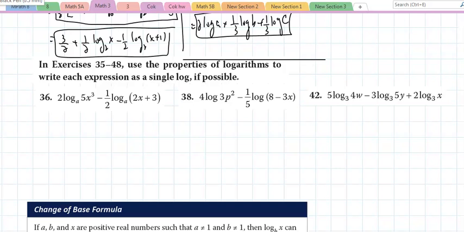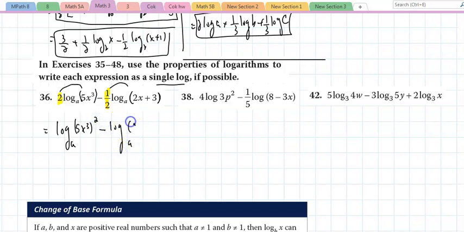And here it is, going backwards. Combine into a single log. To combine into a single log, I need this to be a 1 or a negative 1. So by the third law, I reverse the law. Remember, this is going to belong to the entire argument. Argument is what you're taking the log of. So this is going to be log base a of 5x cubed squared minus log base a of 2x plus 3 to the 1/2. This is going to be 2 logs with a minus in between.